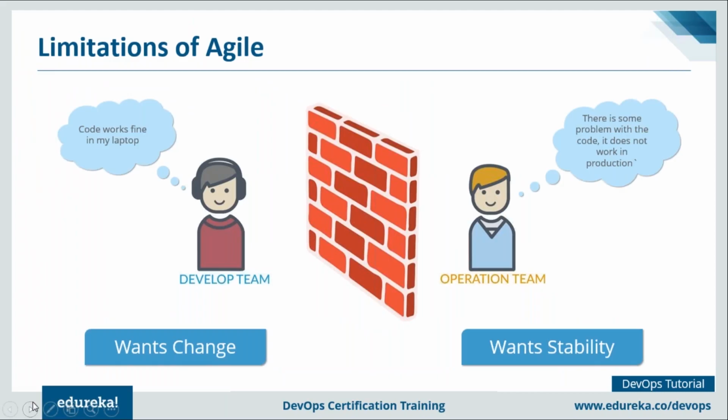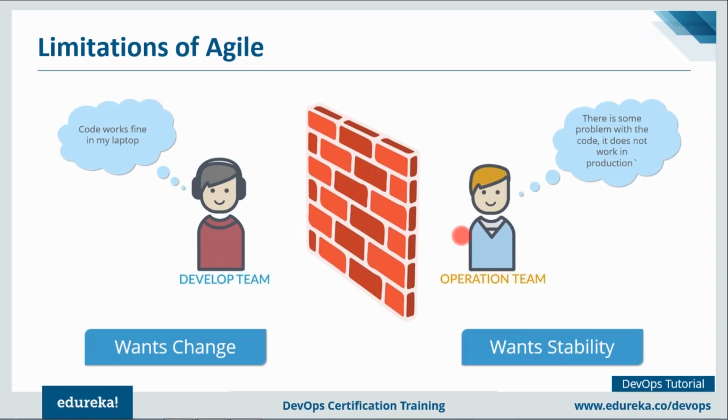Let's move forward and focus on the various limitations of agile methodology. The first and the biggest limitation is that the dev part of the team was pretty agile, right? The development and testing used to happen continuously. But when I talk about deployment, that was not continuous. There were still a lot of conflicts between the dev and the ops side of the company. The dev team wants agility, whereas the ops team wants stability.